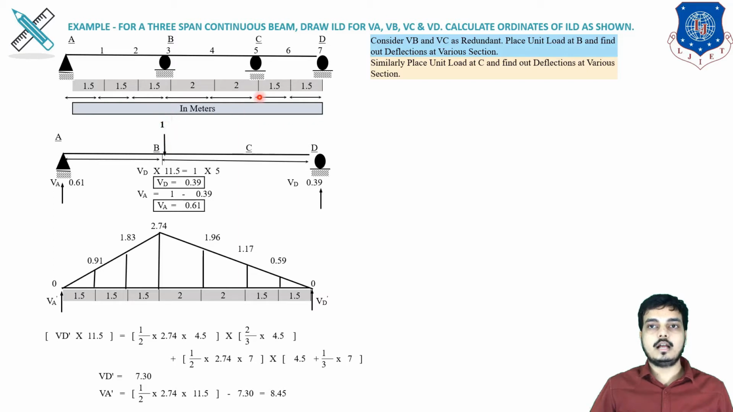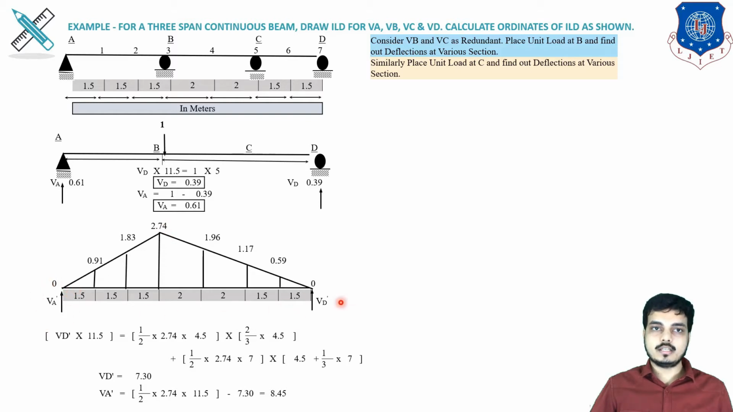So here, first of all, I have ignored point C and placed the unit load at point B. Then we found the reactions, a similar process to the 2-span beam. So VD multiplied by 11.5, the entire length, equals 1 into 4.5. Then we will be finding VD and VA. After finding VA and VD, we will be drawing this bending moment diagram. So it is nothing but VA multiplied with this distance, and from this side VD multiplied with this entire distance. So we will be reaching somewhere over 2.7.